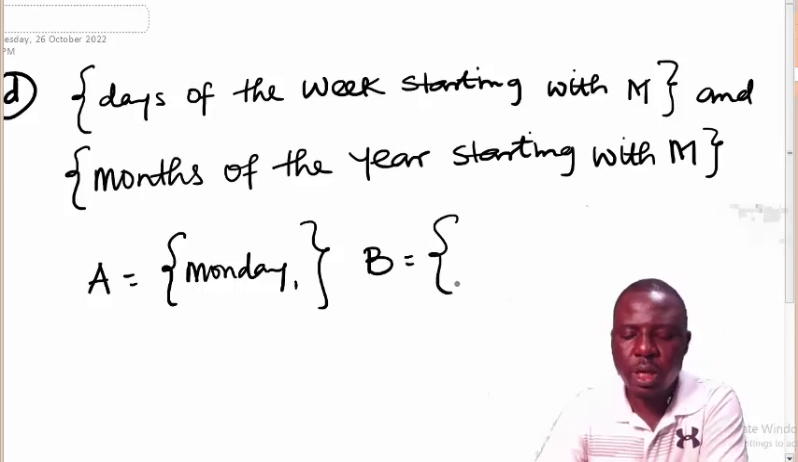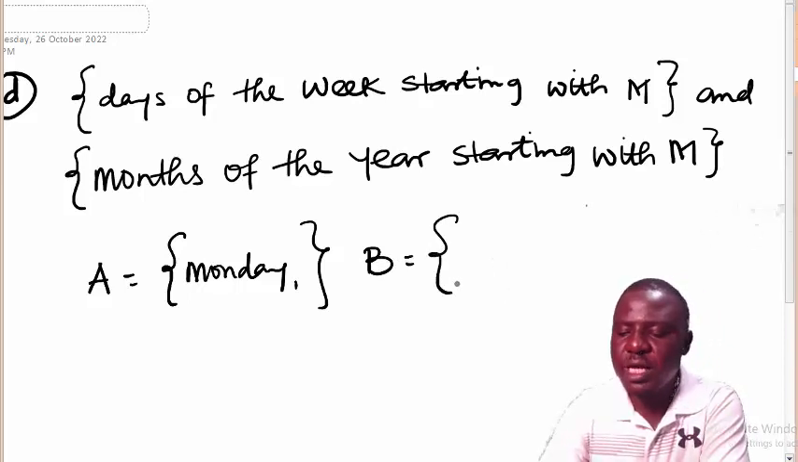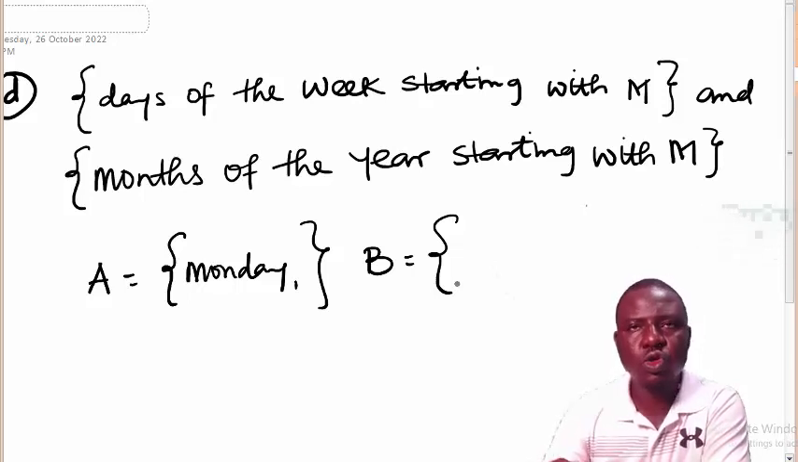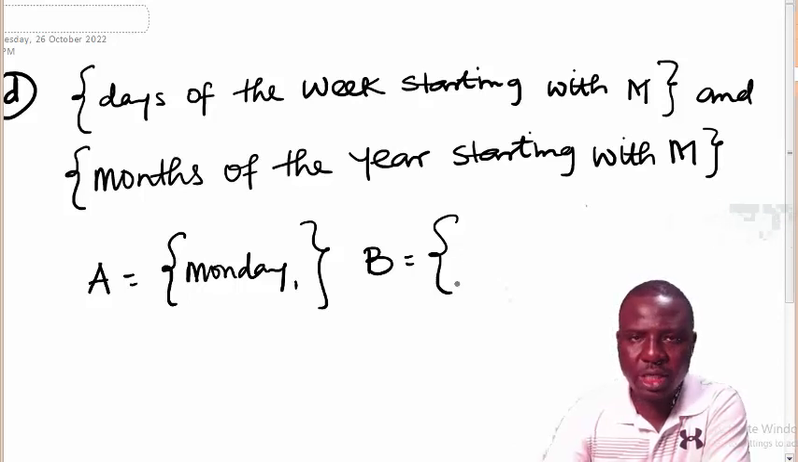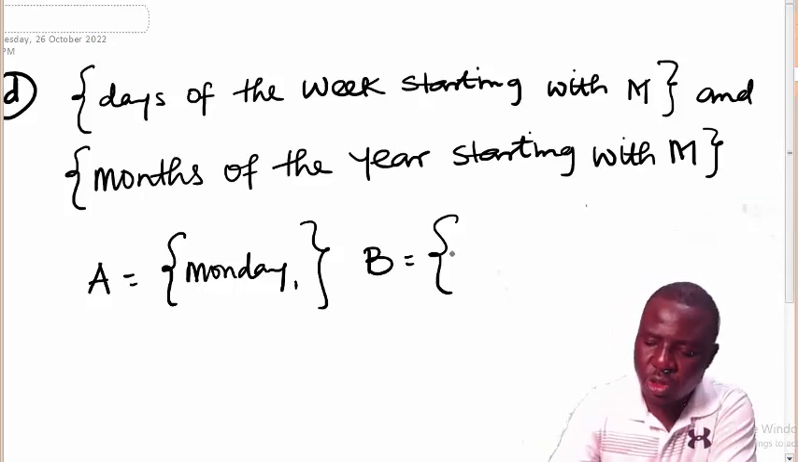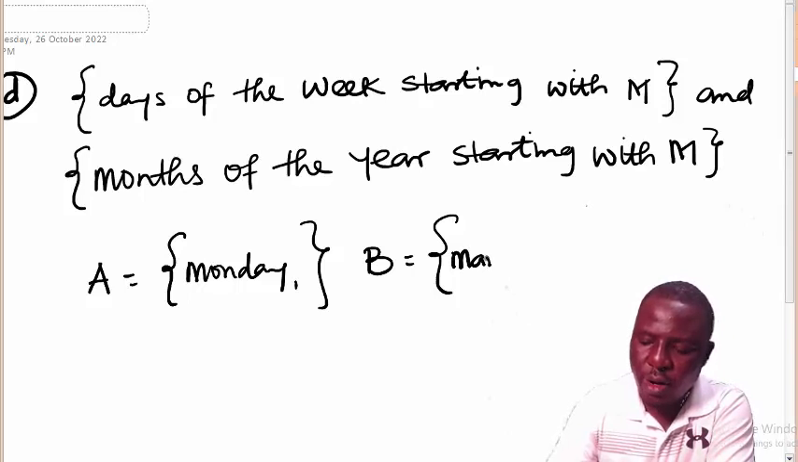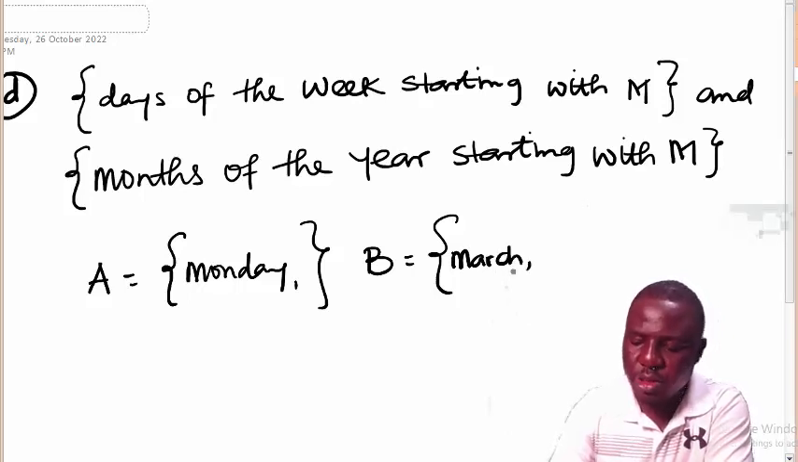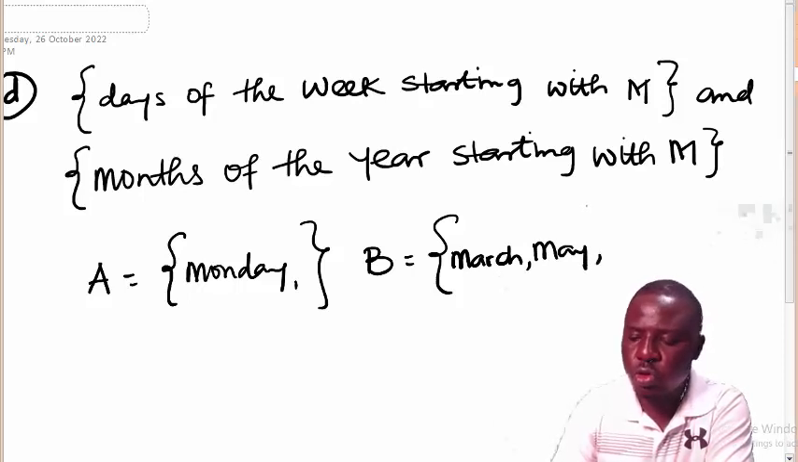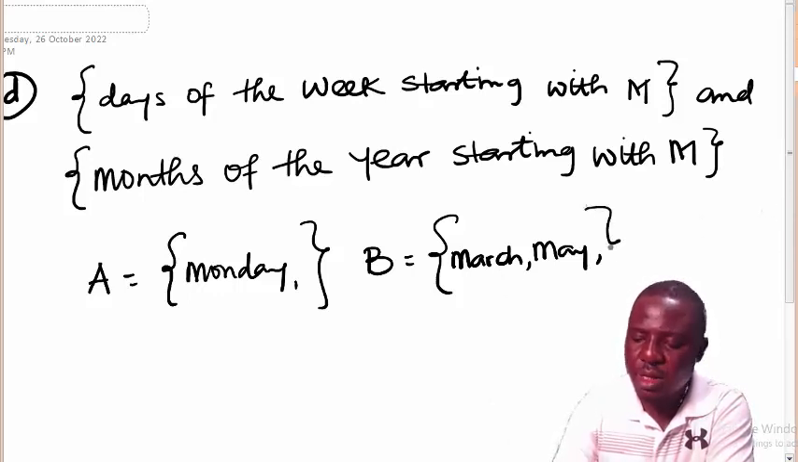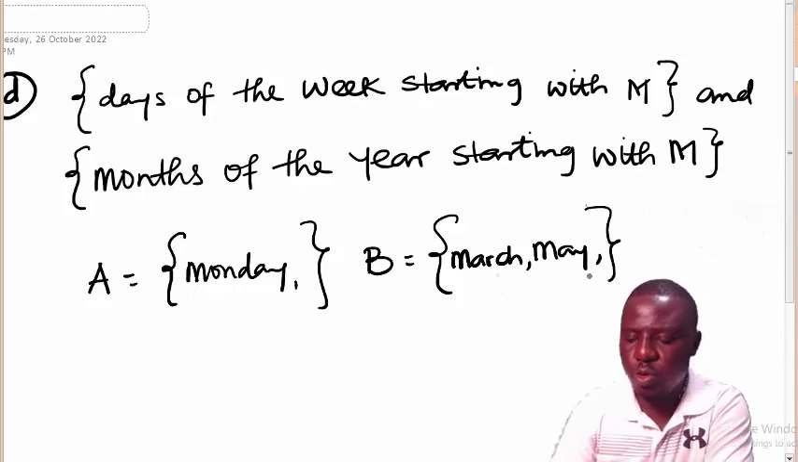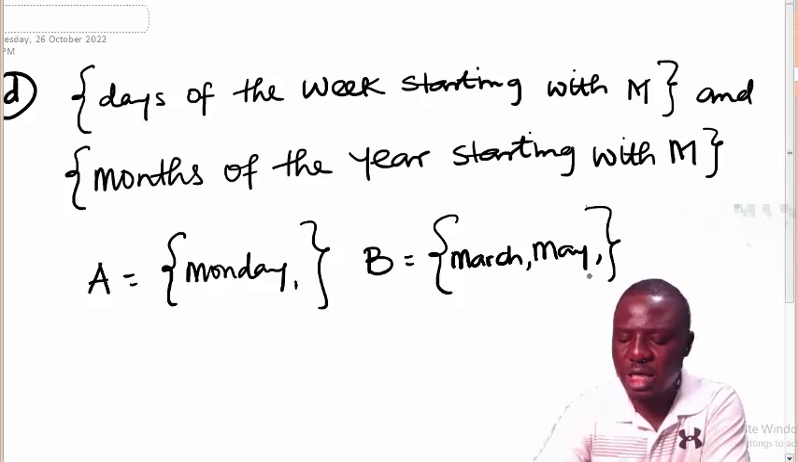is said to be months of the year starting with M. Also list out all the months of the year starting with M. January is not, February is not, March is one. So we have March, April is not, May is another, June, July, August, September, October, November, December. So these are the only months beginning with letter M.